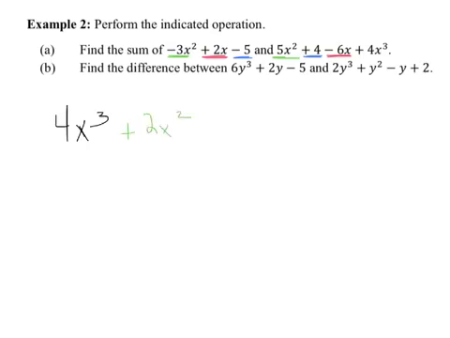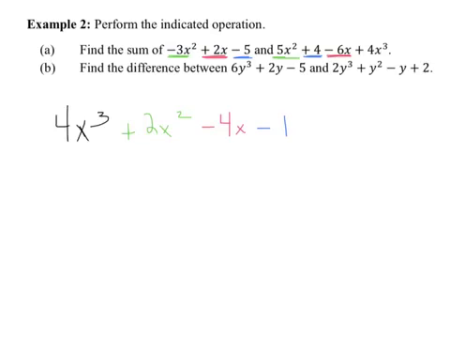After that, I'm going to go to red, and I'm going to see a positive 2x and a negative 6x, yielding a negative 4x. And then my constants in blue, I've got negative 5 and a positive 4, giving us a negative 1. For part B, we want to find the difference. So what I'm going to do is write this out first.